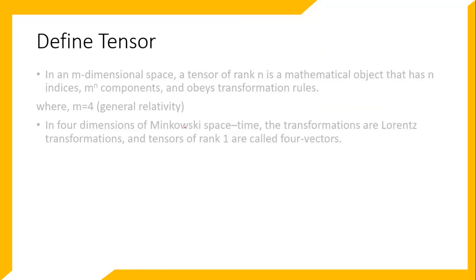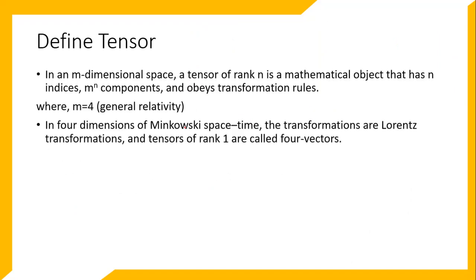Now, let us define a tensor in a mathematical way. In an m-dimensional space, a tensor of rank n is a mathematical object that has n indices and m to the power n components, and they obey transformation rules.